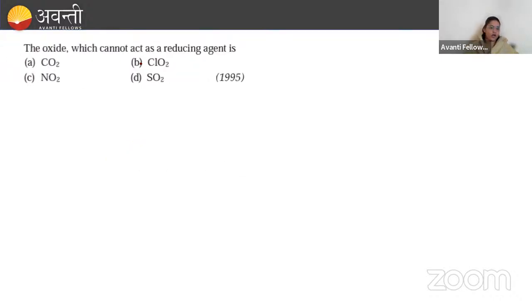Next question. Oxide which cannot act as a reducing agent is CO2, ClO2, NO2 and SO2. Which will not act as a reducing agent? What is the requirement for a reducing agent? What is the meaning of reducing agent? Can you tell me? Very simple definition of reducing agent.